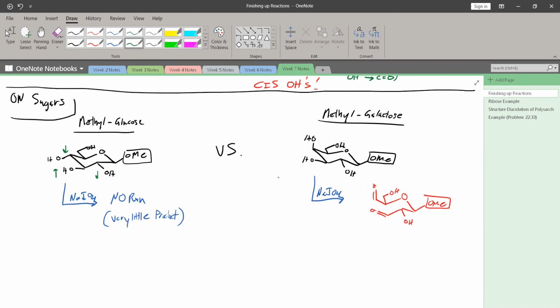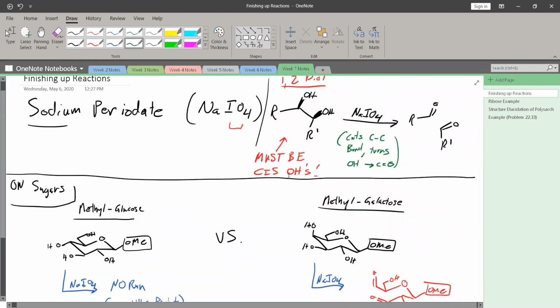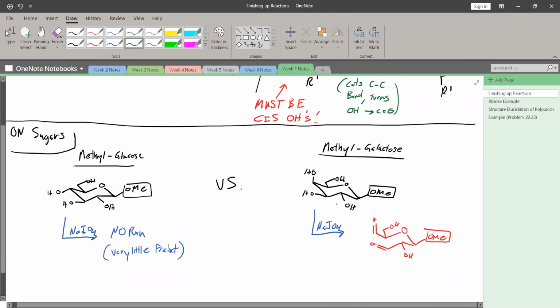As compared to methyl galactose, where in this case we have something, again, it's going to be going down, which would be dashed. In this case, this would be going up, which would be wedged. But in carbon 4, this is also going up, so this would also be wedged. And because stereochemically, these are both on the same side, this can react with NaIO4 and break the CC bond and make the two OHs into C double bond O's.